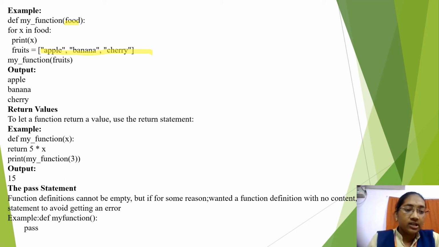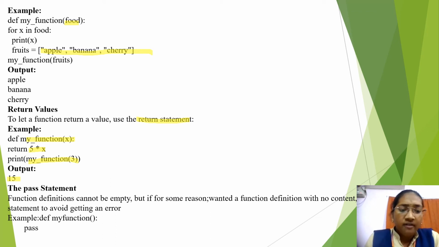Next, return values. The return statement is used to return a value. Example: def my_function(x): return 5 * x. print(my_function(3)). Here x is replaced by 3 and gives the output 5 * 3 equals 15.